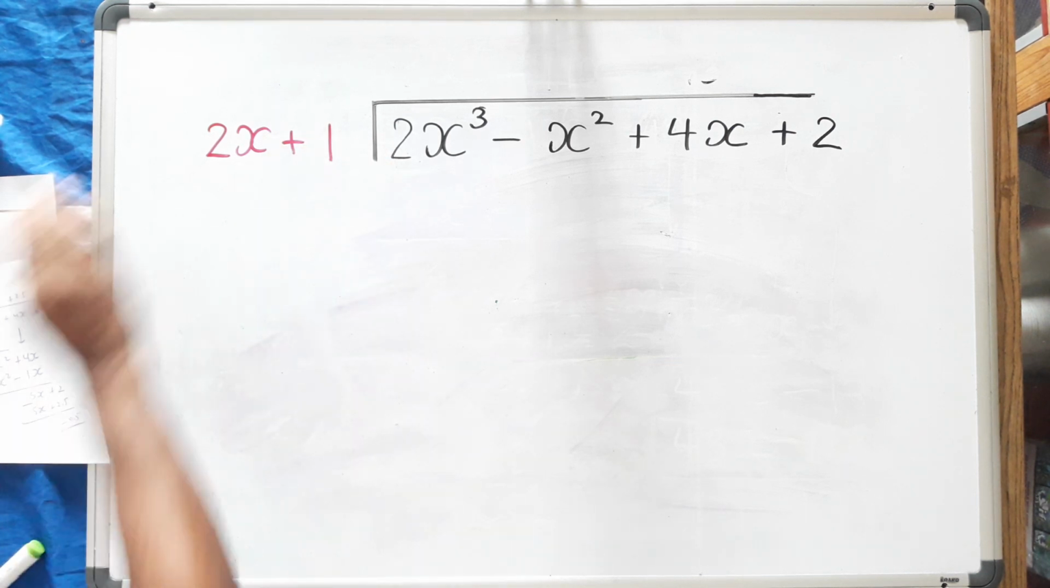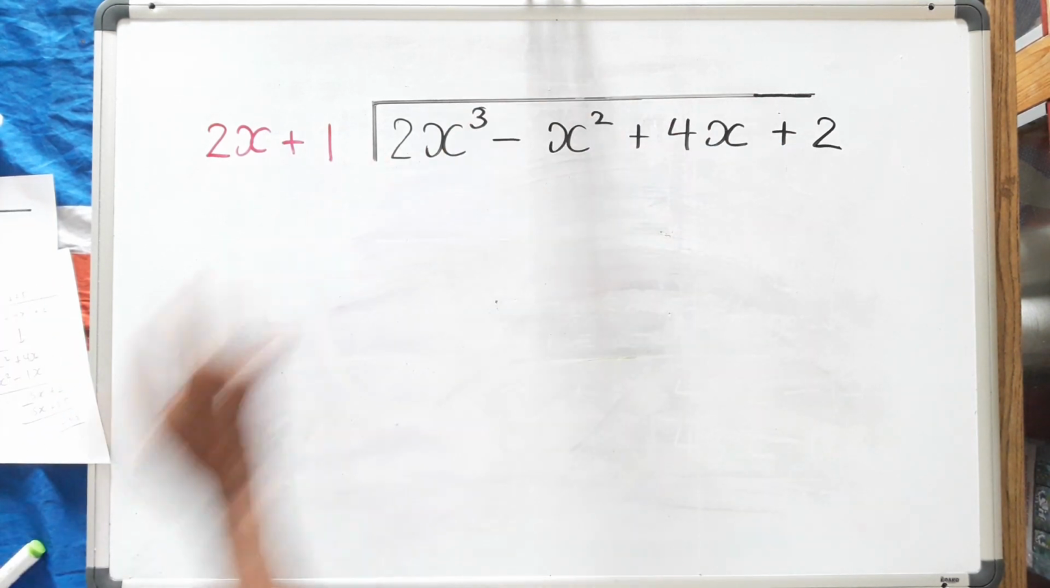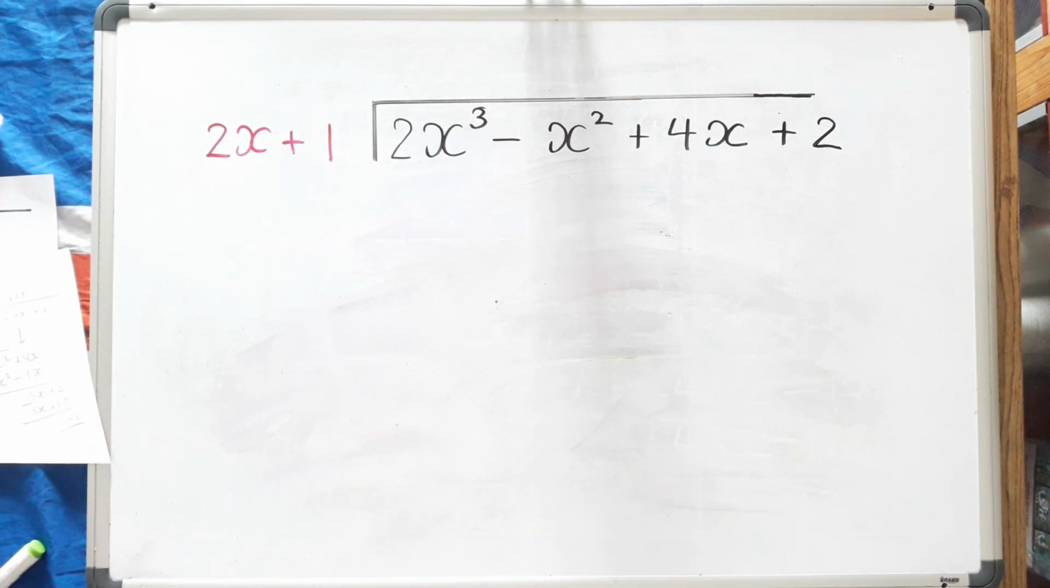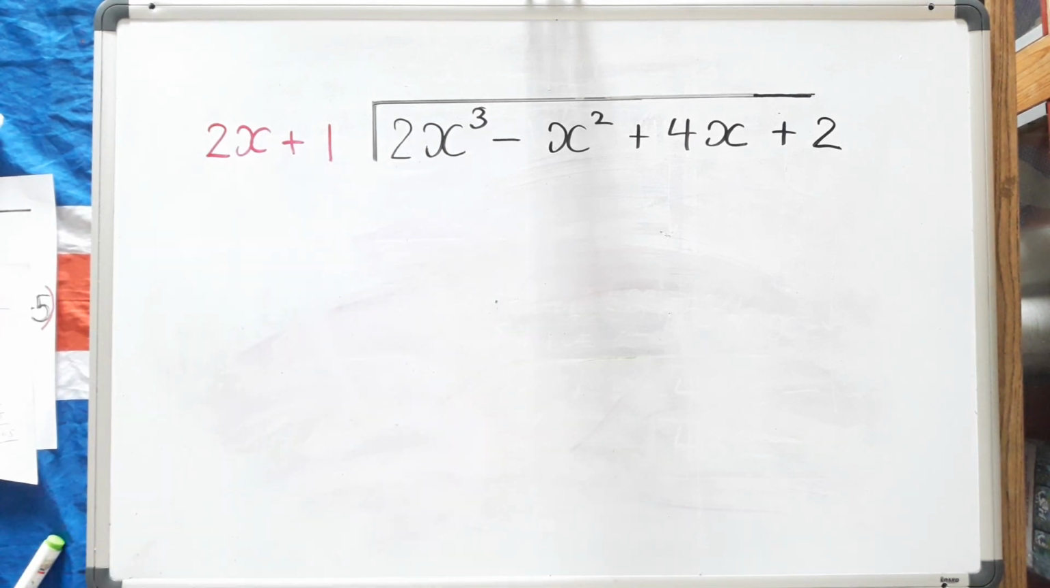So this time we don't have x, we have a number in front of the x. It just makes the question slightly more difficult, don't get too worried. So let's get started. We have a cubic and we're dividing it by 2x plus 1. All right, so let's see what's going to go on here.